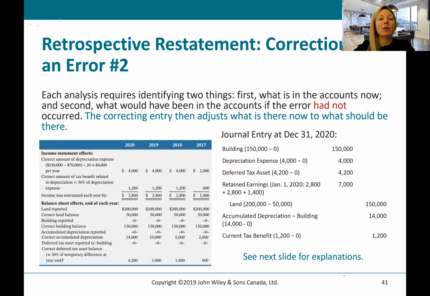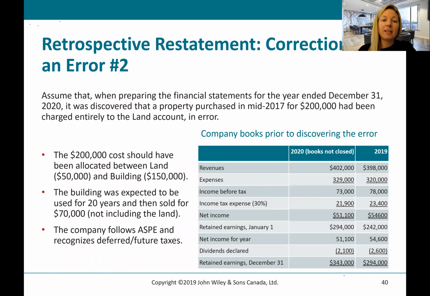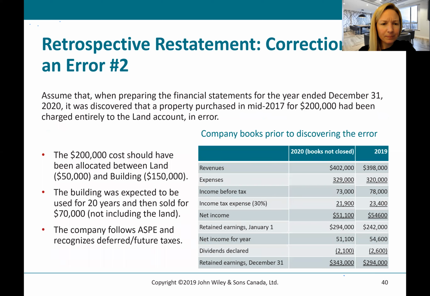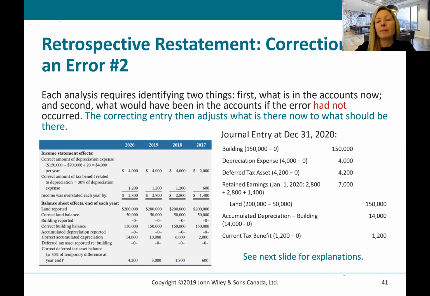So each analysis requires identifying two things. First, what is in the account now, and what would have been in the accounts had the error not occurred. And our adjusting entry, of course, reflects what should be there now. So our journal entry to correct this is going to be, so we know that if we go back here, we should have 150,000 in buildings. So we're going to debit buildings for 150,000. Now we should have had depreciation expense for the building. So we are going to put on the current depreciation expense, which is going to be the 150,000 minus 70,000 residual value divided by 20 years is going to give us our depreciation expense of 4,000.